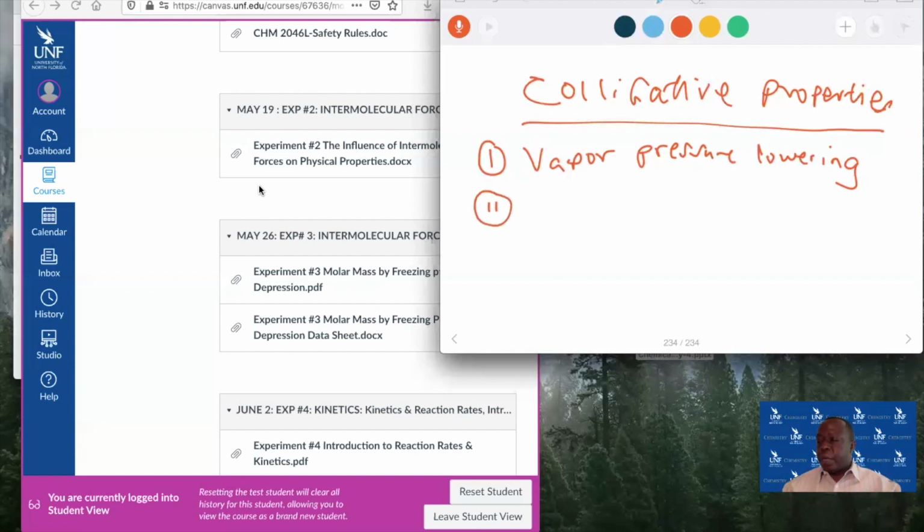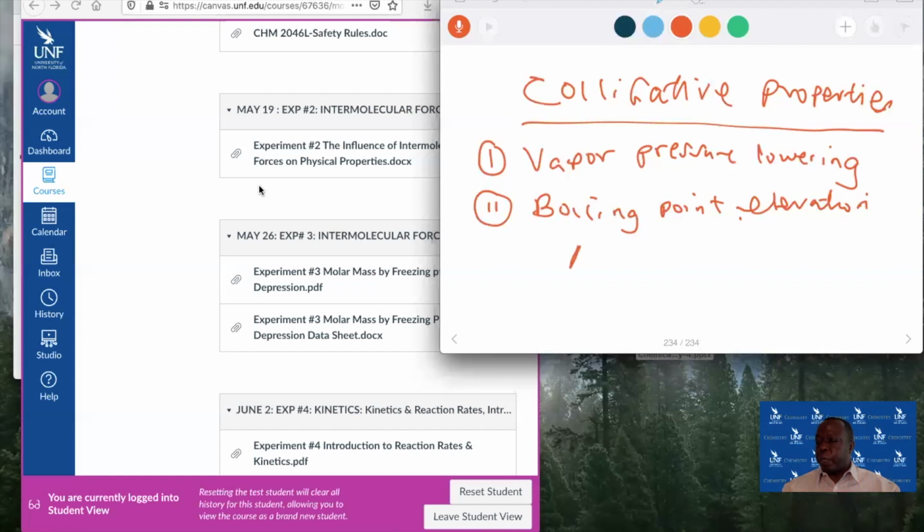And then there is the boiling point elevation. That means raising. To elevate something is to raise. What this means is the boiling point of the pure solvent is always lower than the boiling point of the solution, or rather the boiling point of the solution is always higher than the pure solvent.